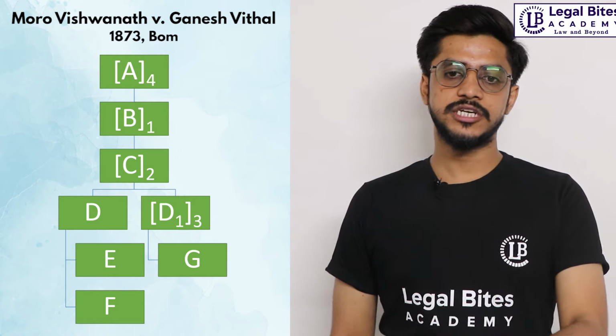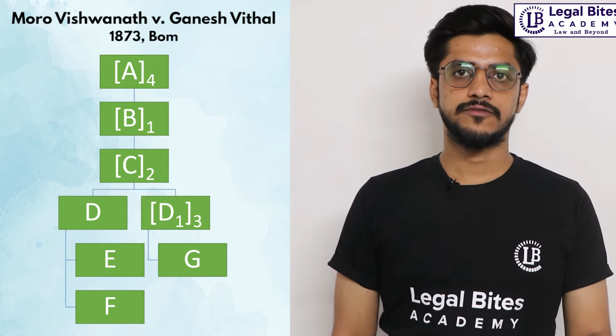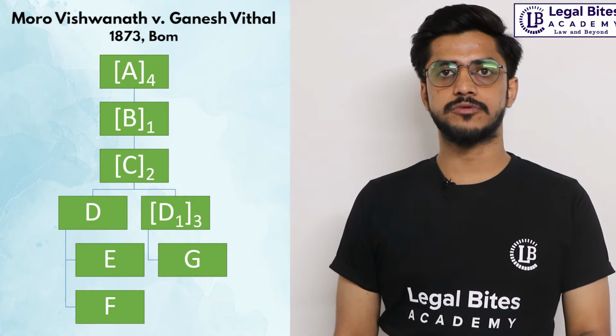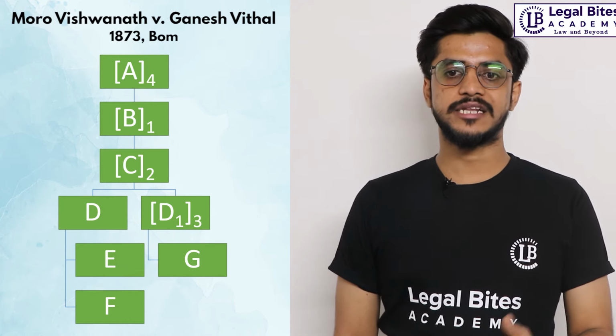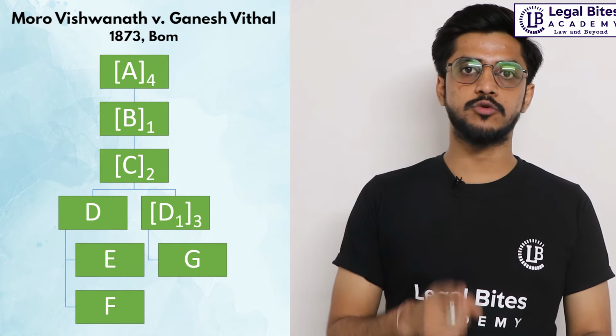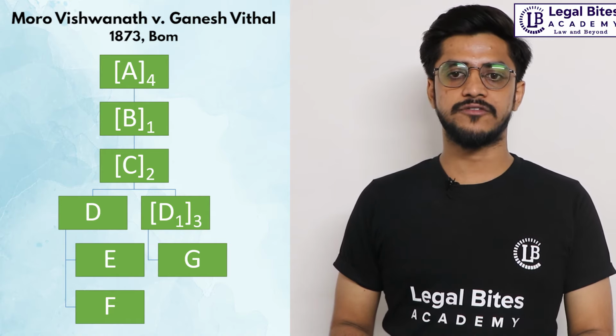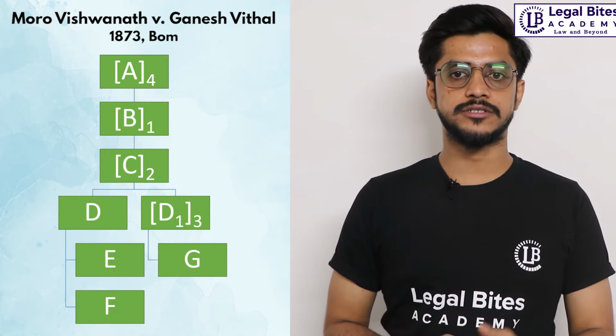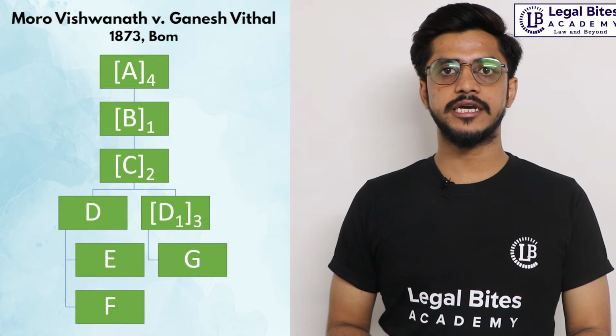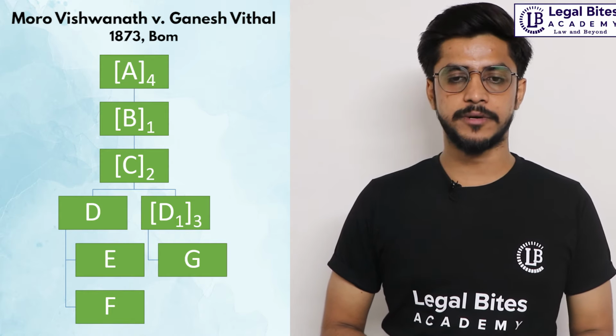In this case, G filed a suit against D for a share in the ancestral property. But the court held that G is separated more than 4 degrees away from A. Therefore, he did not form part of a coparcenary of A. Thus, he is not entitled to a share in the ancestral property.